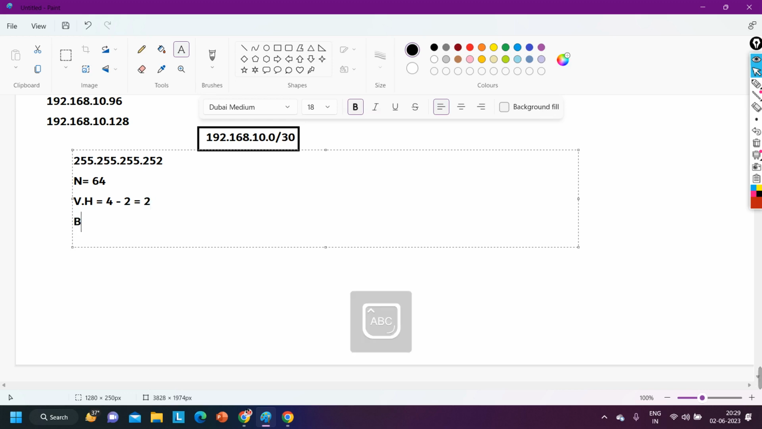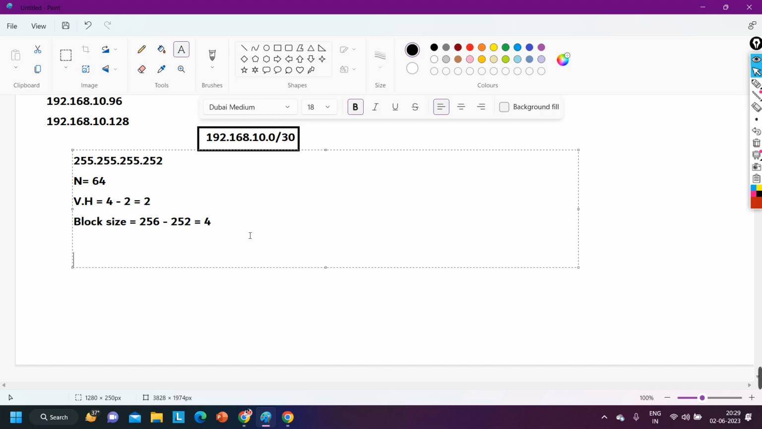And block size: 256 minus 252, block size is 4. Block size is 4. That means my first network will be 192.168.10.0. Sir, can we calculate that valid host one more time? Because I thought it was supposed to be 6 minus 2.